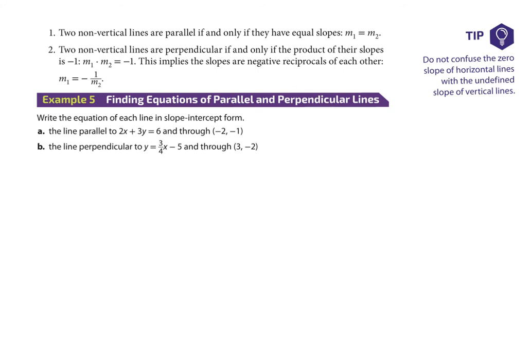So it wants me to write the equation of the line in slope-intercept form. The first one, they want it parallel to this particular line. So let's look at this. What form did they give us this line in? What form is 2x plus 3y? That is standard. I have an easy way to get my slope. What is my easy shortcut to get slope when it's in standard form? My slope is what?